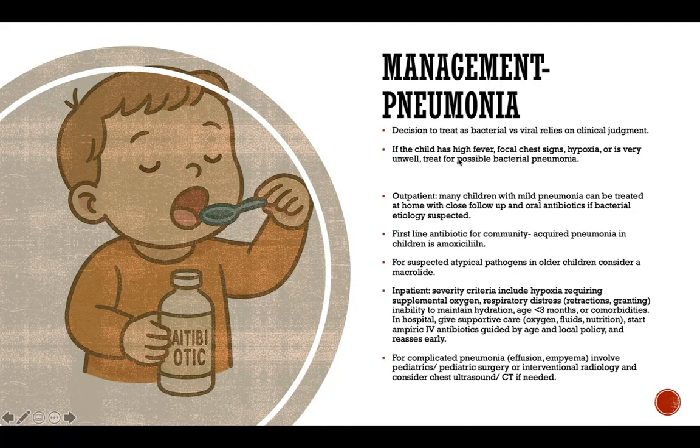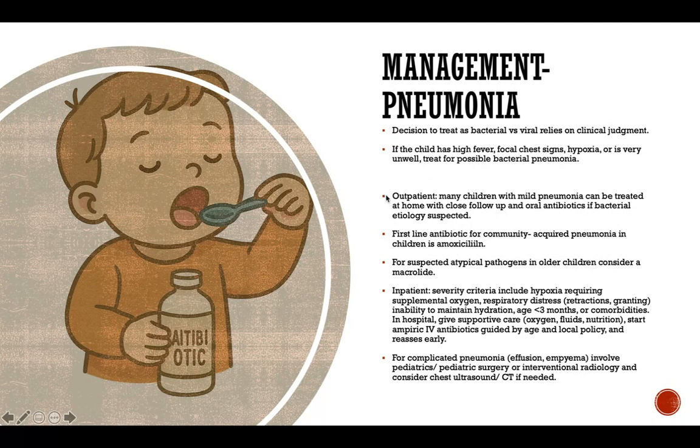If the child has high fever, focal chest signs, is hypoxic, or is very unwell, then treat for possible bacterial pneumonia. Here you have two options, outpatient or inpatient. In outpatient cases, many children with mild pneumonia can be treated at home with a close follow-up. Make sure that the parents can come back to your emergency department if they have any worsening symptoms.